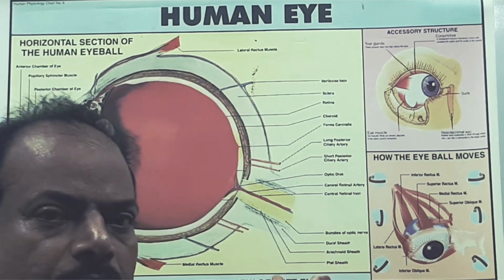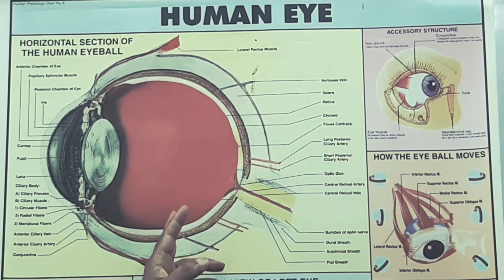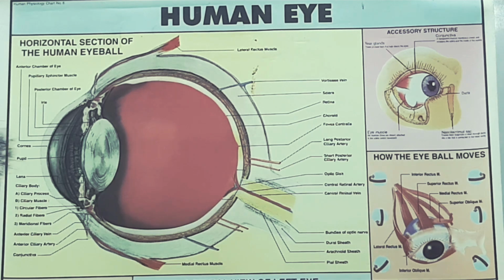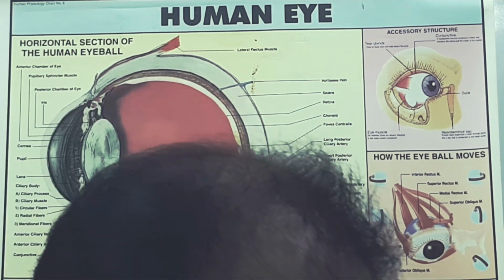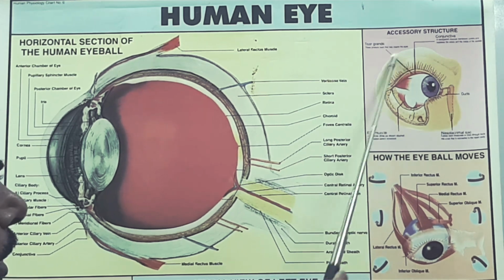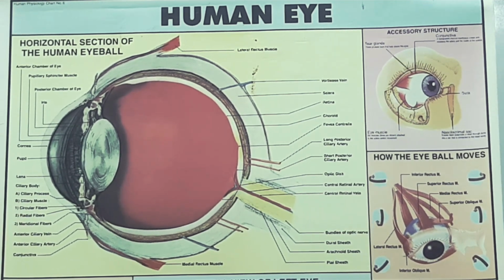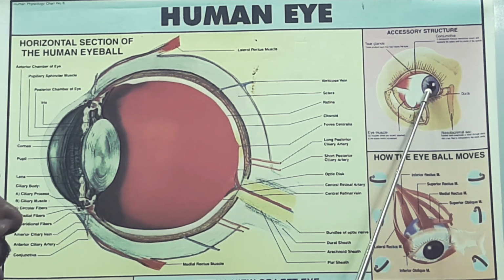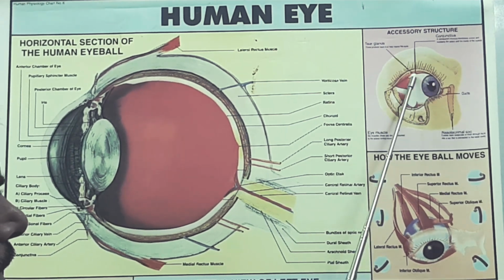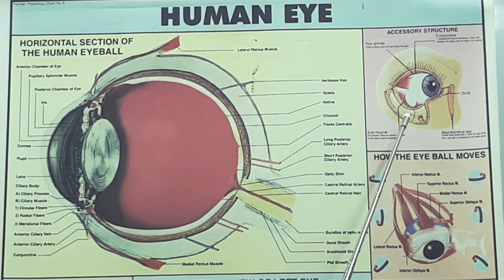It is the chart of the human eye and we are going to discuss the different parts of our eye, their location and their function. Here, these are the different accessory structures along with the eye. This structure is known as the eye. It is spherical in shape, that's why it is also known as the eyeball.